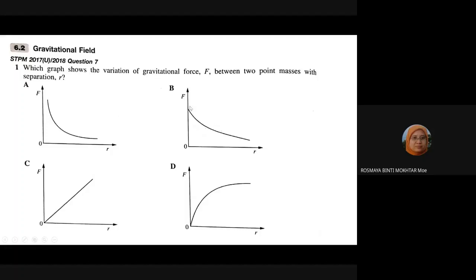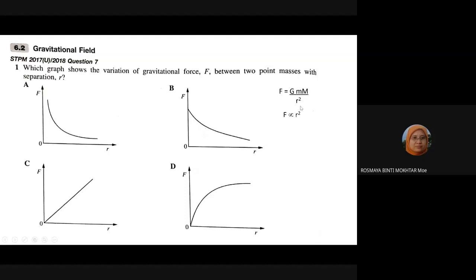So all the graphs are F against R. So what is the relationship between F and R? It's from Newton's law. Newton's gravitational law states that F is directly proportional to the product of the masses, M, capital letter and small letter to distinguish between them, divided by R squared. R squared is the separation between the two masses.